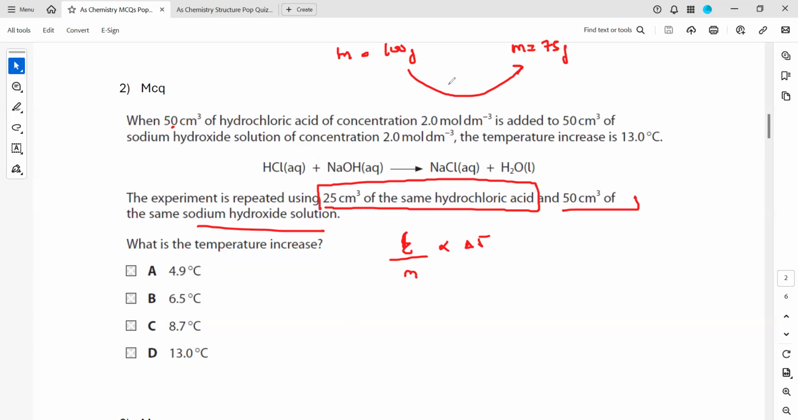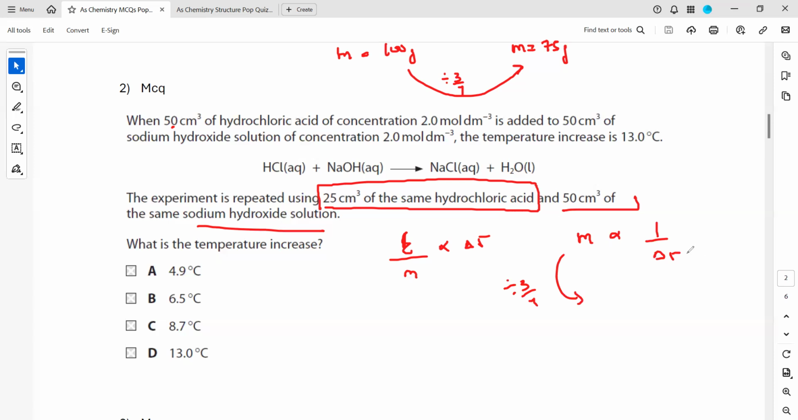So what does it mean? It means this has decreased by 3 by 4. So what is the relation between the mass and the temperature change? They are inverse. So if the mass has decreased by 3 by 4, because if you have 100, it is multiplied by 3 and divided by 4, you will get 75.